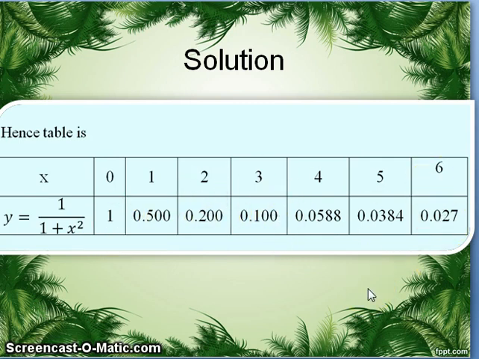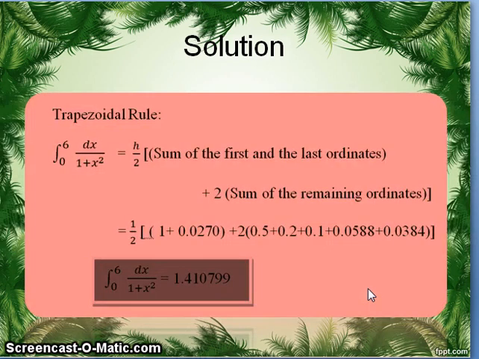After completing the tabular column, we want to use all the 3 rules one by one by using the formula. First we will see how to substitute the trapezoidal rule. The formula for trapezoidal rule we have seen already is integral 0 to 6 dx by 1 plus x square. This is the problem they have given, and the formula is h divided by 2 sum of the first and the last ordinates of y term plus 2 into sum of the remaining ordinates.